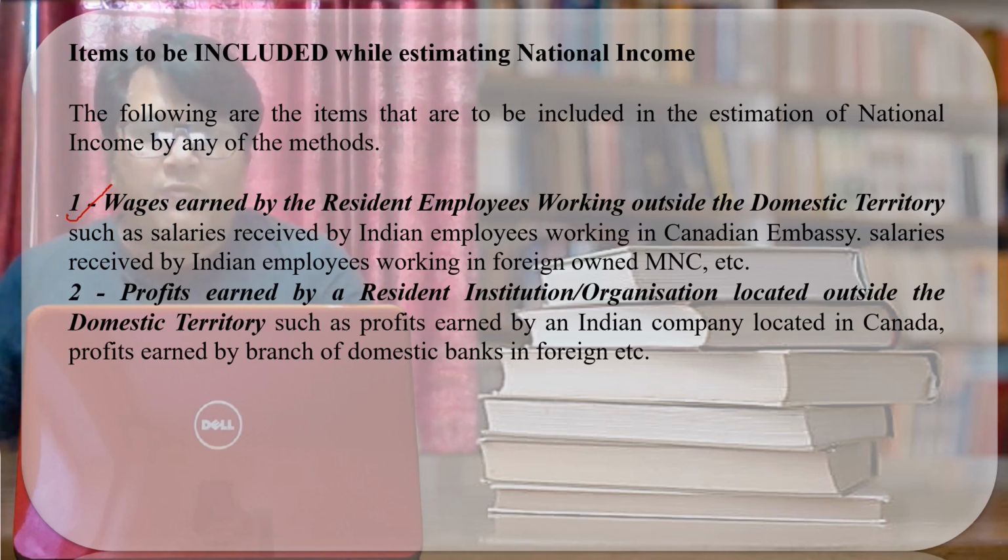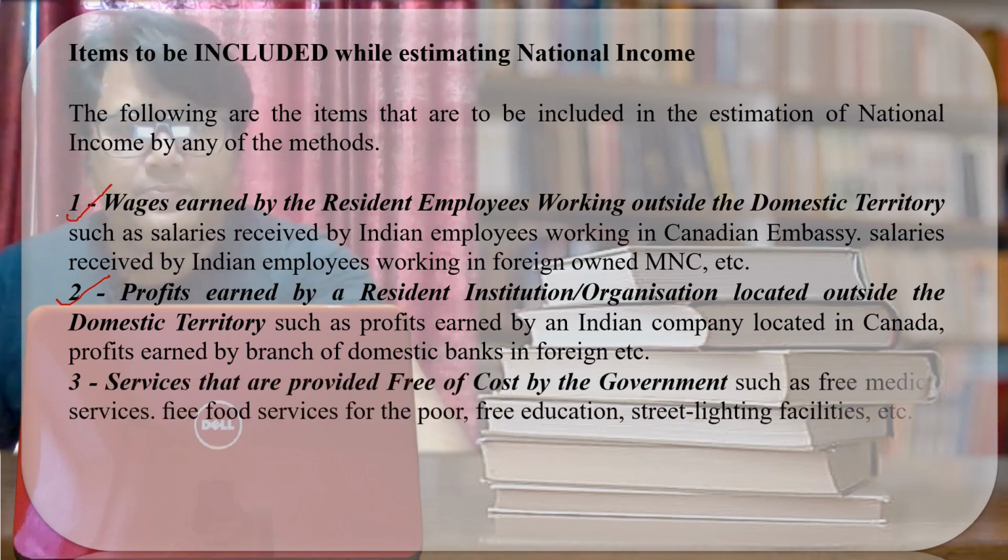Second is profit earned by a resident or the organization located outside the domestic territory. It is the profit by a residential institution, so it should be considered. Clear? It comes under the operating surplus.